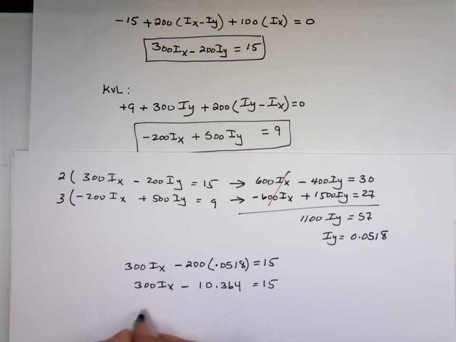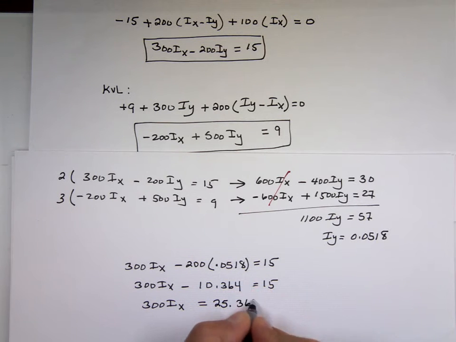I sub x equals 25. So I sub x is going to be 0.0845 amps. So now we have all the answers.